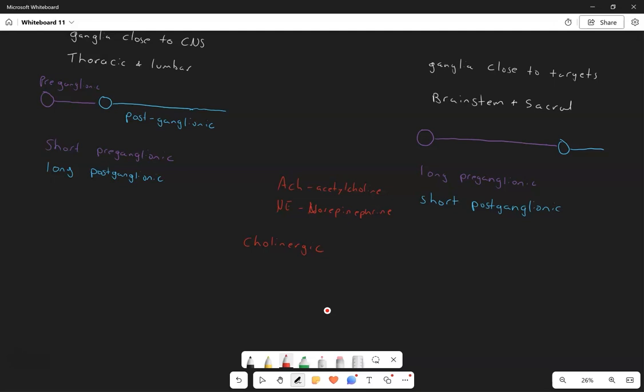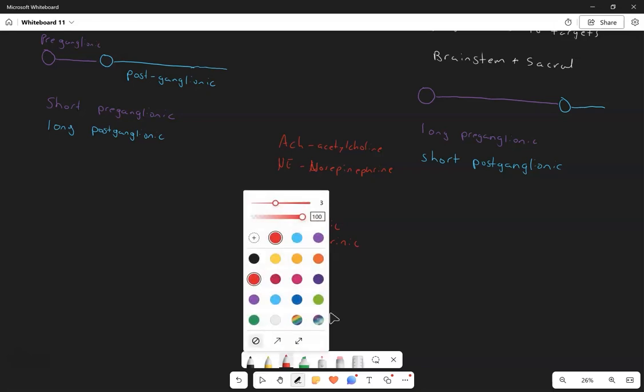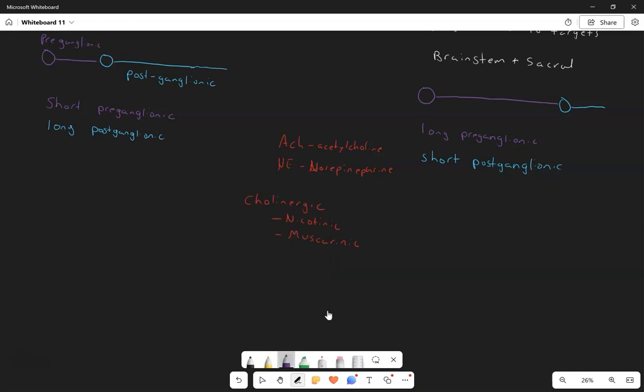Now there are two types of cholinergic receptors that we talk about. One we refer to as nicotinic, called nicotinic because nicotine can also bind to it. And then there is something called muscarinic, and muscarinic receptors, a fungus toxin, can bind to them. And if a receptor binds to norepinephrine, we refer to that as an adrenergic receptor. There are a couple of different types of adrenergic receptors, but we refer to them mainly as alpha and beta.